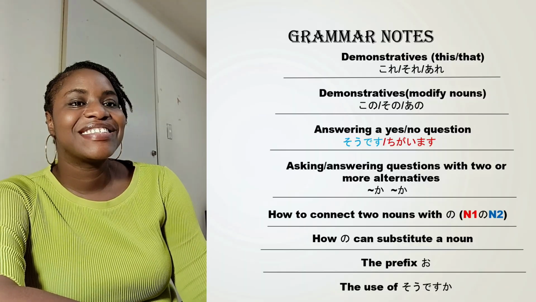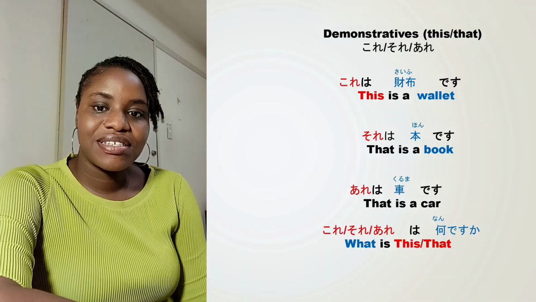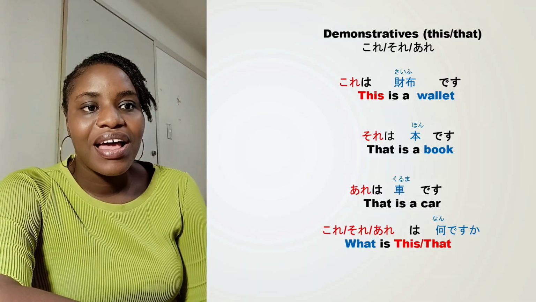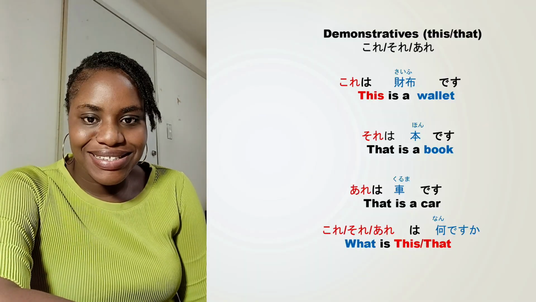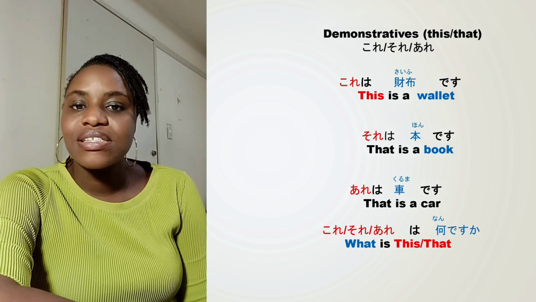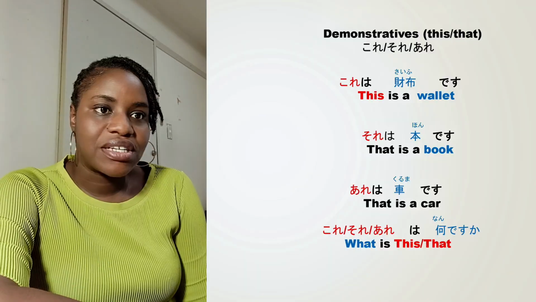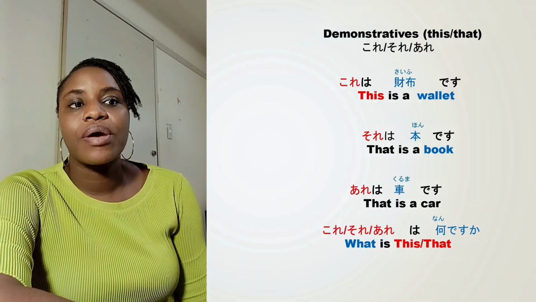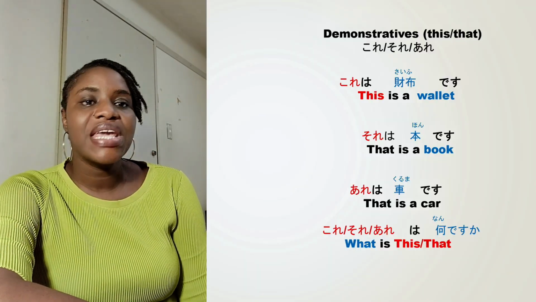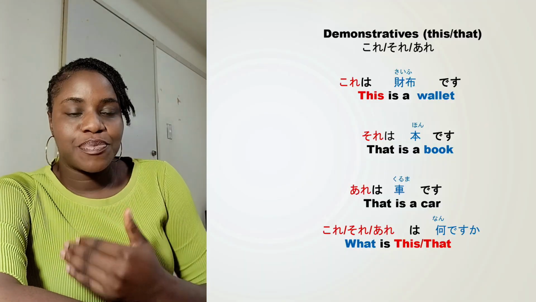The first one is demonstratives, this and that. So it's これは財布です。So this is an example. This is a wallet. 財布, wallet. As simple as that, just to demonstrate a particular thing. これは財布です。And it simply means that the thing is close to me, close to the speaker.